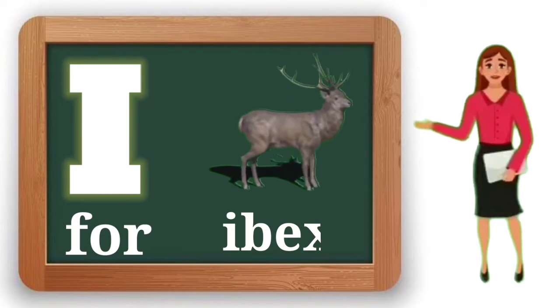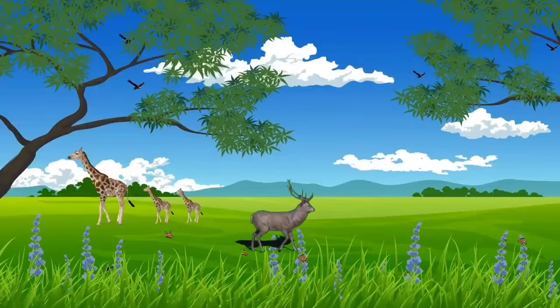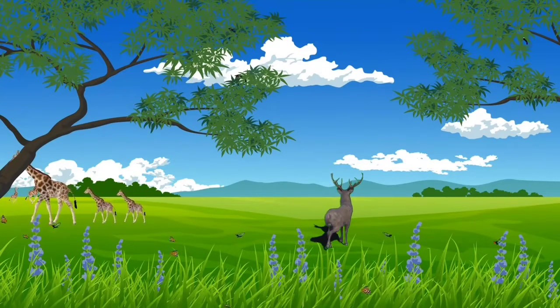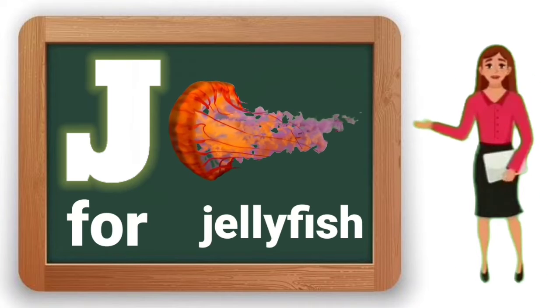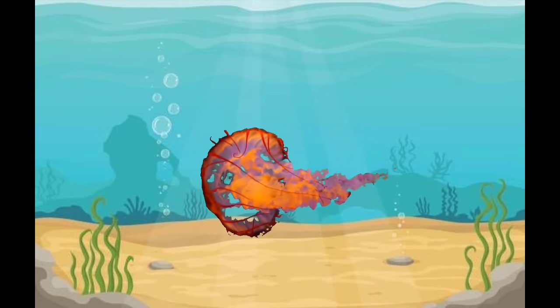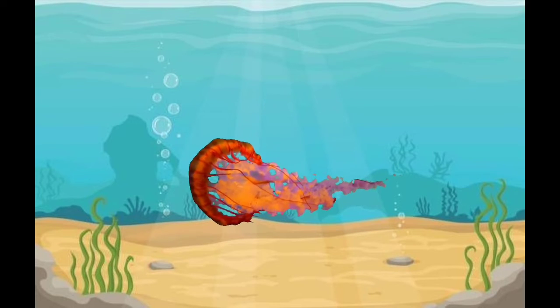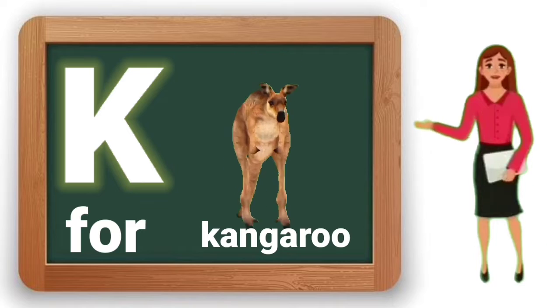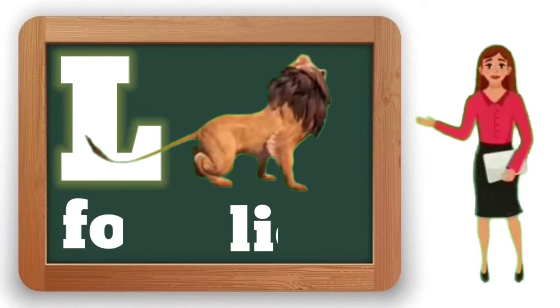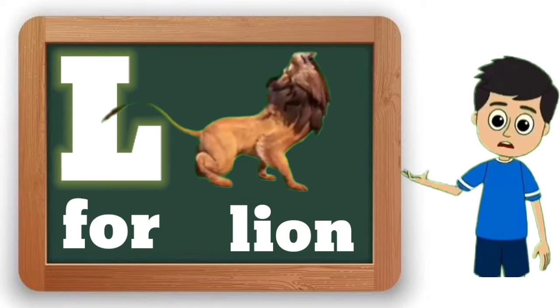I for ibex. J for jellyfish. K for kangaroo. L for lion.